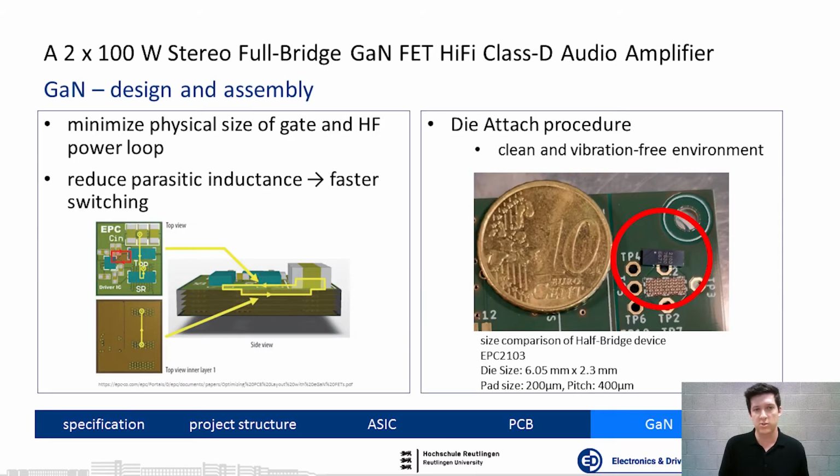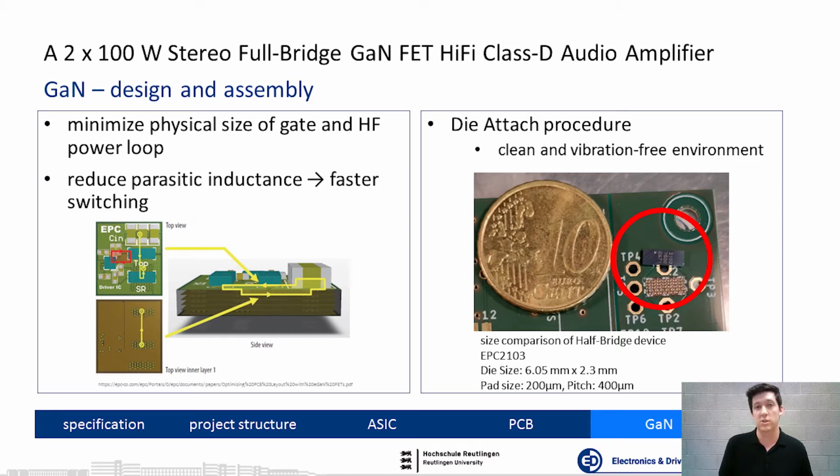So, what has to be considered when working with GaN? In order to reduce parasitic inductance, attention should be paid to minimizing the physical size of the gate loop, seen in the left picture in red, and also the high frequency power loop, seen in yellow. Doing so enables optimal performance of the GaN device in fast switching high current applications.